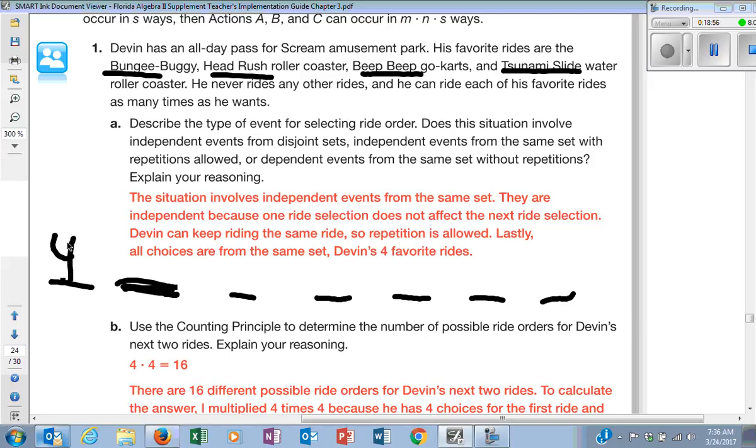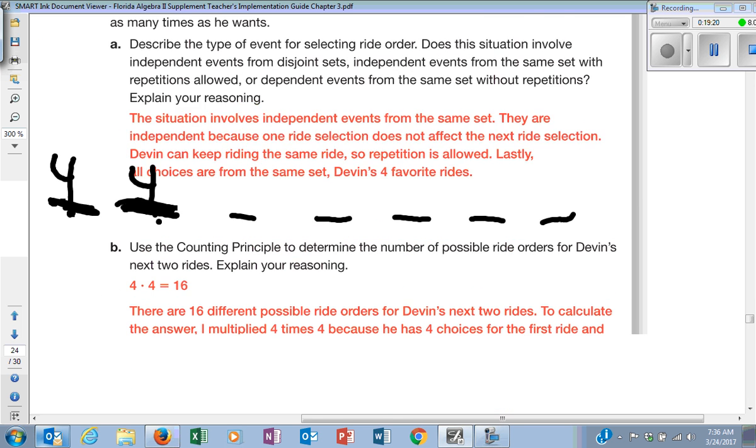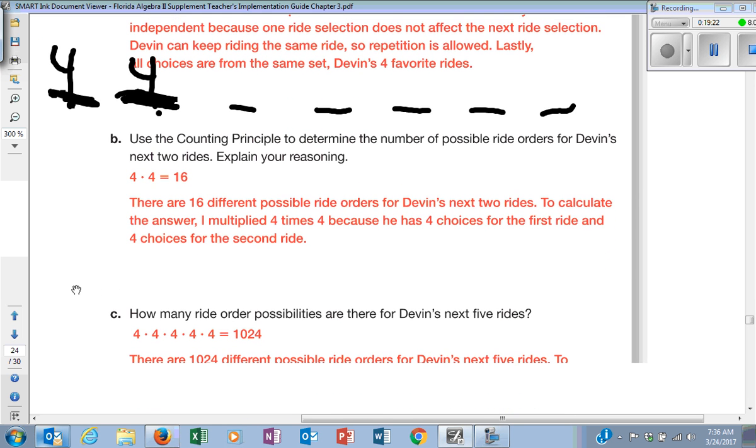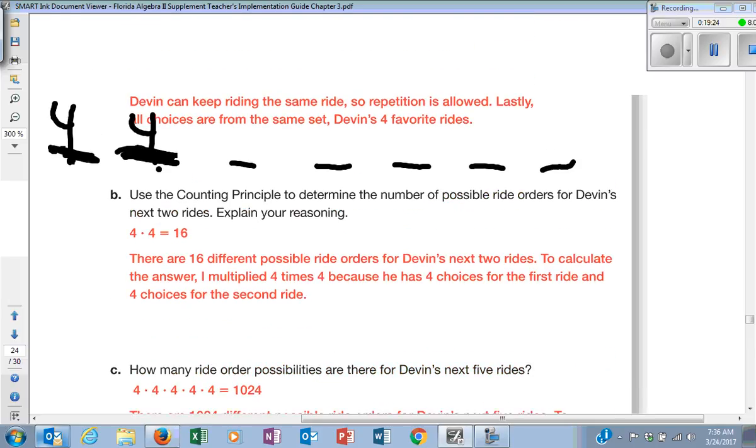Now, because he chooses bungee, can he choose it again the next one? Yes, because they said he can re-ride the ride. So again, we still have 4. And this is independent. This right here is independent of this, because just because he rides this one doesn't mean it changes his ride selection for the next one. You following? Okay?